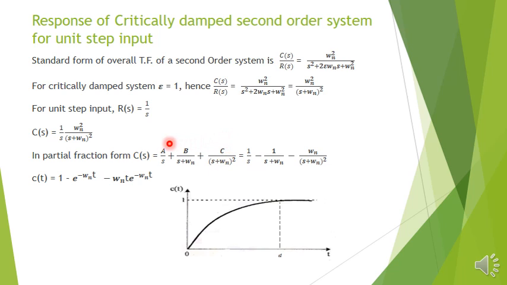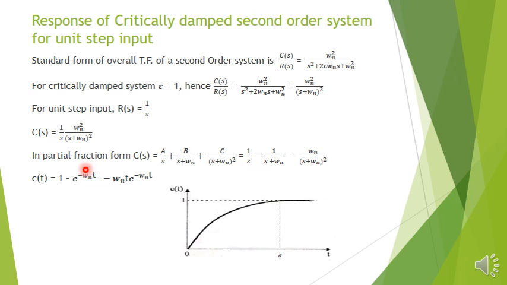If we solve, we will get the expressions for a, b and c as a equal to 1, b equal to -1 and c equal to -omega n. So in C(s), we can write it as 1/s minus 1/(s plus omega n) minus omega n/(s plus omega n) whole square. If I take the Laplace inverse of this expression, I will get c(t) equal to 1 minus e to the power minus omega n t minus omega n t e to the power minus omega n t.